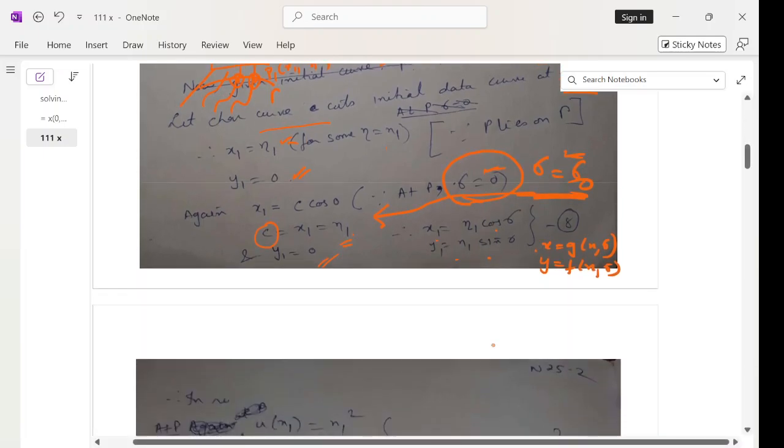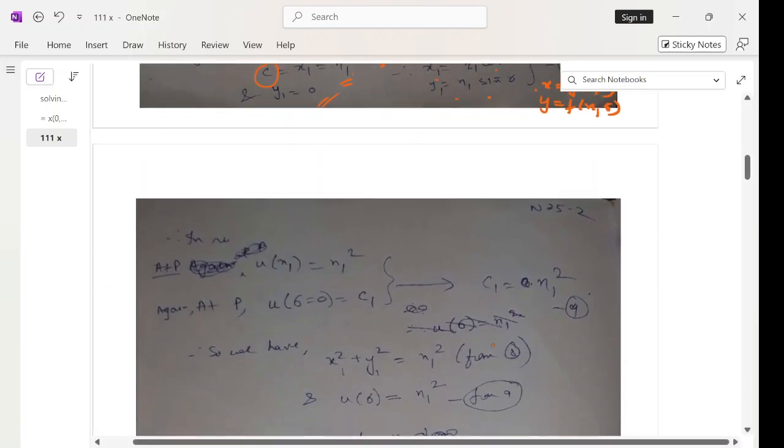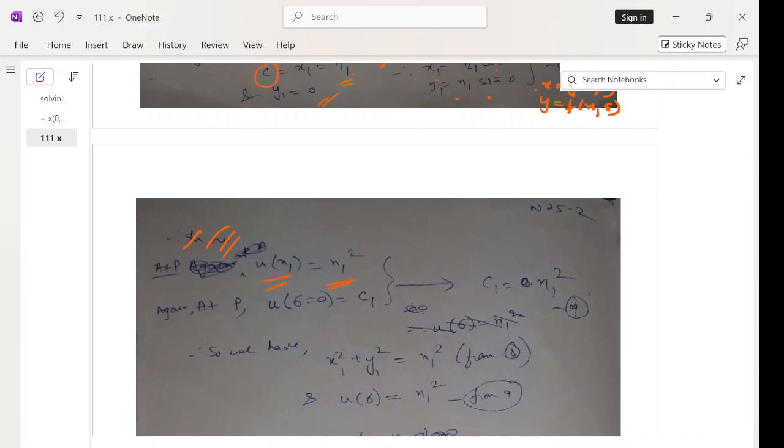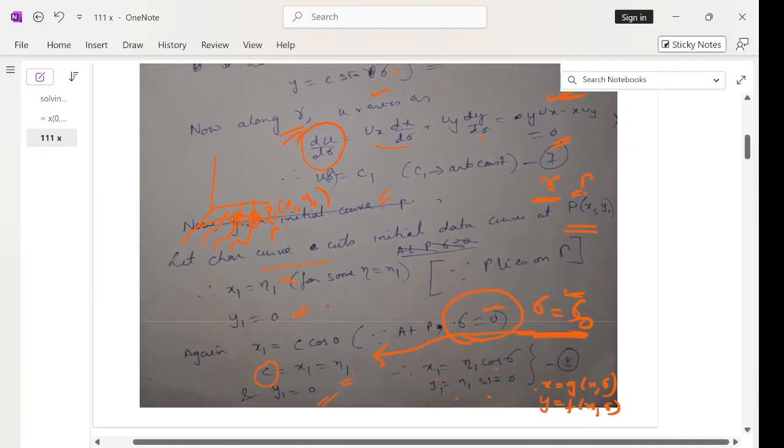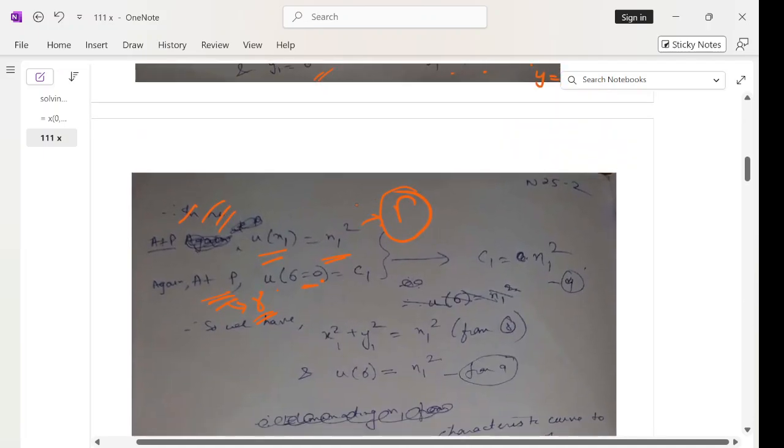Now let us use the Cauchy data for the u part. At p, u eta equals to eta 1 square because it is on capital gamma, the information we are using. Again at p, that means sigma equals to 0. At p means now we are considering with respect to small gamma. That is a characteristic curve. U sigma equals to 0 we are putting. What do we have here? We have this one. U sigma equals to C1. So that's what we are putting.